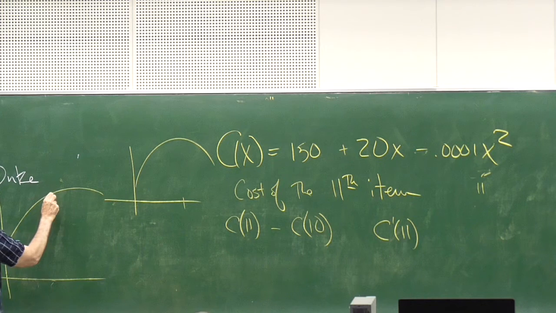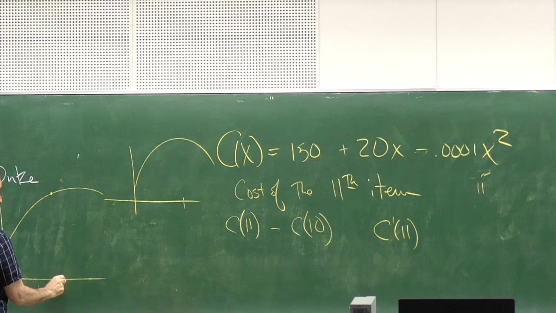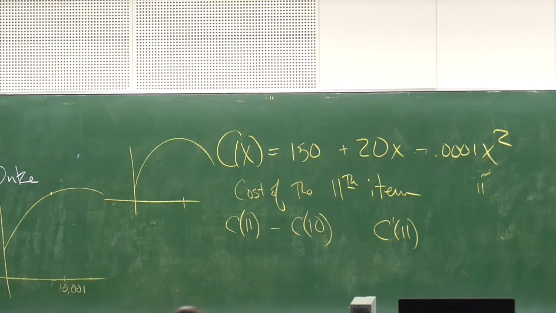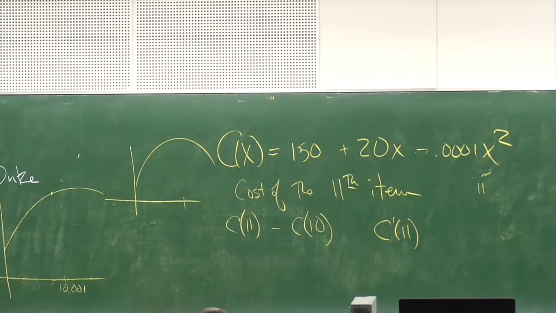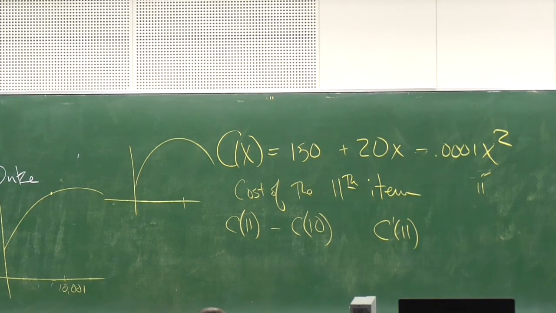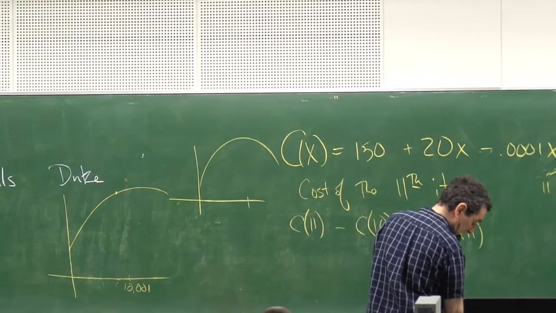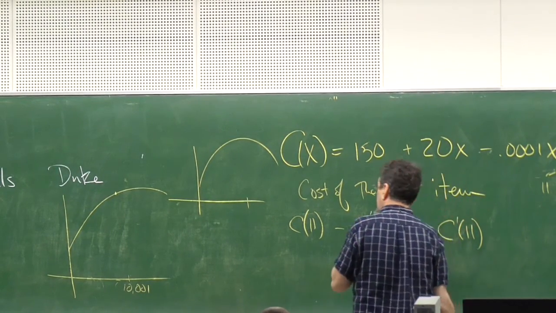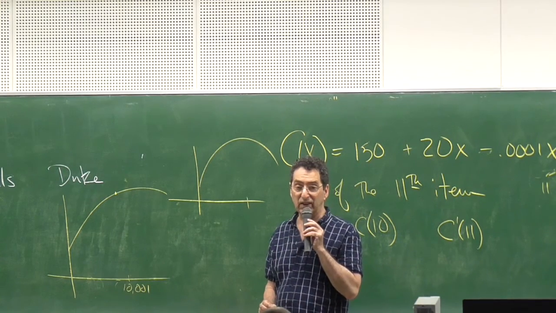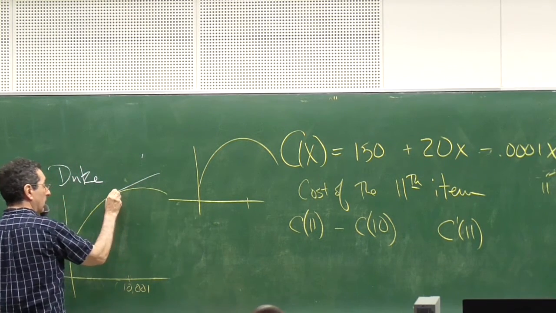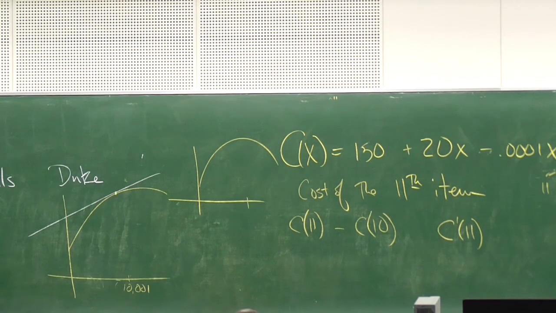Okay, and let's say this is, instead of the 11th, let's say this is 10,001. Okay, 10,001. So what does the derivative tell me? It tells me the slope, right? So if I do the derivative at 10,001, that's supposed to tell me the marginal cost, right? According to what they said. But it also tells me the slope of this line, right? It tells the slope of that, right?